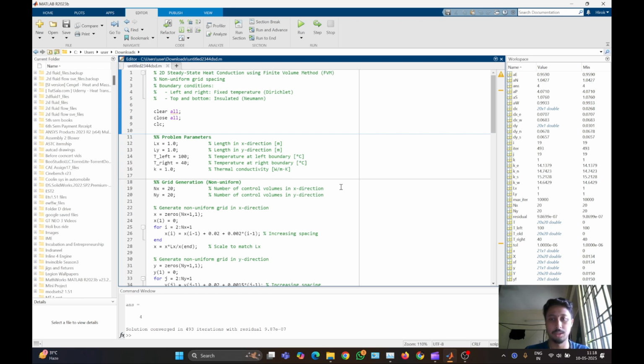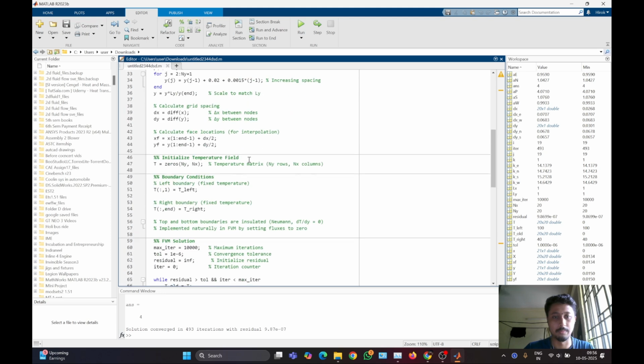Today, I'm going to solve in MATLAB code the two-dimensional steady-state heat conduction equation using the finite volume method, where we have to use non-uniform grid spacing with different del x and del y, and boundary conditions with left and right temperature fixed, which is a Dirichlet condition, and top and bottom insulated, which is a Neumann condition. Our problem is divided into 5 parts.